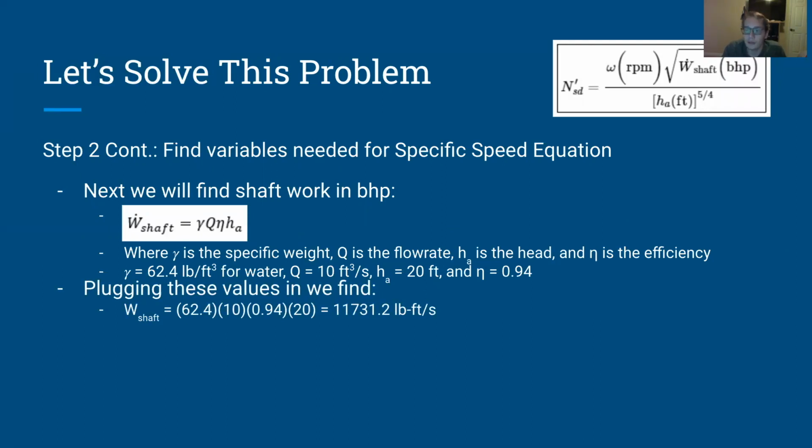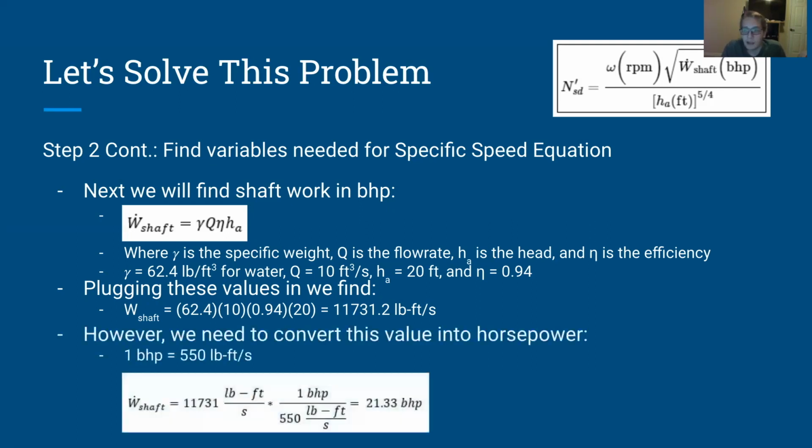We're going to use the flow rate and the head that we've gathered from step one. And the only thing that we need to solve for, in order to solve for shaft work, is the specific weight of water. And we can find that in Appendix B, Table B.1 of the textbook. And in doing so, we find that it's 62.4 pounds per cubic feet. So when we plug these values in, you get the shaft work to be 11,731 pound-feet per second. But the specific speed equation requires shaft work to be in units of horsepower. So following the conversion that you see on the slide, we can convert shaft work to be 21.3 horsepower.